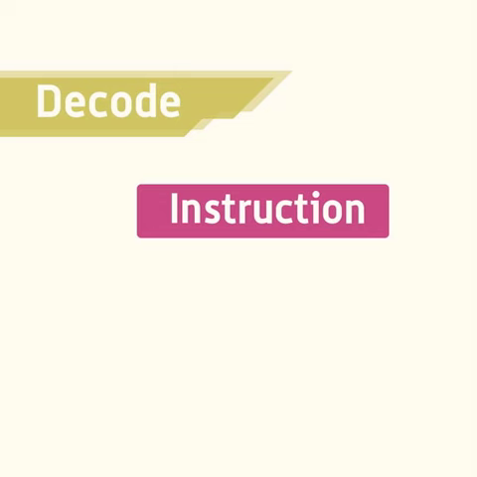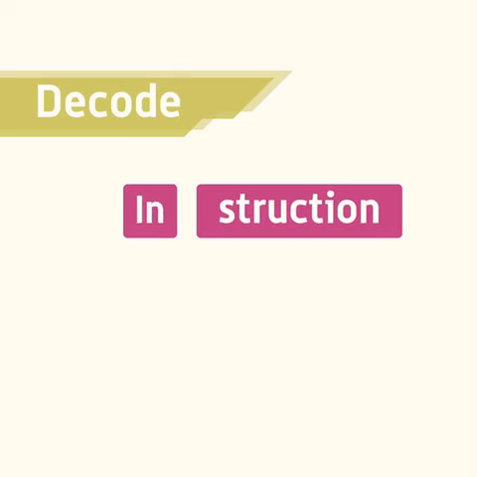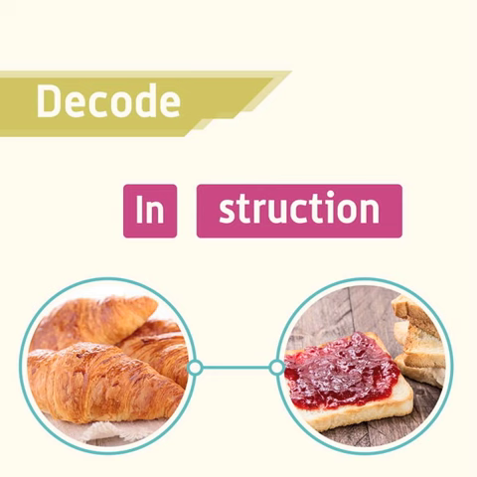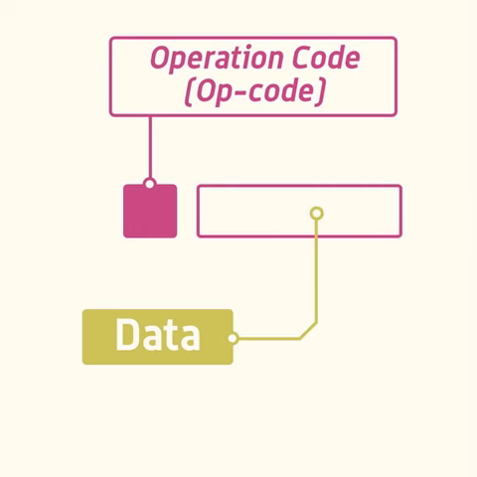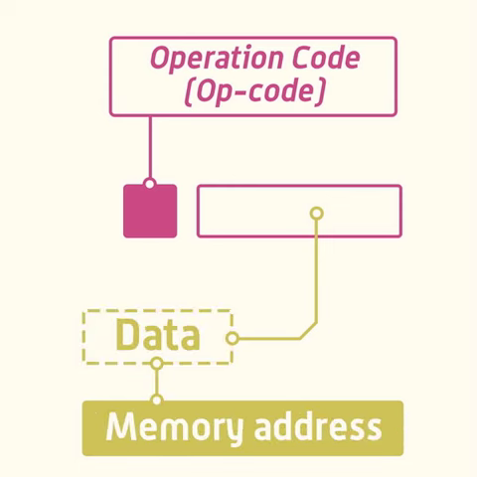Next is the decode step, which involves the CPU breaking down the instructions into something it can understand, in the same way that a translator might change something from French to English to help you understand it. The CPU identifies the operation code, opcode, part of the instruction that it has stored in the program counter. This tells it what operation it needs to perform. If the opcode requires the CPU to act on some data, such as adding some numbers, then the second part of the instruction will either contain this data or it will contain the memory address of where the data is stored.